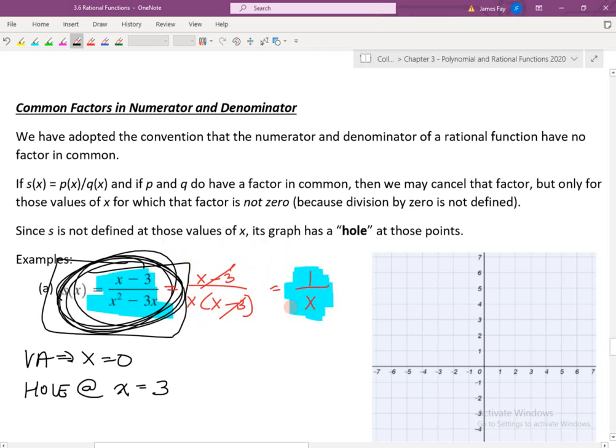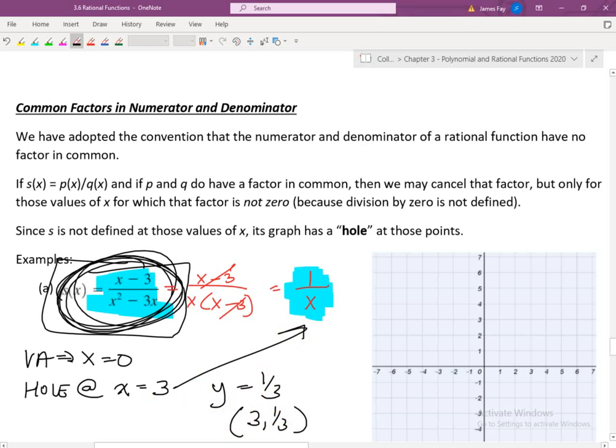Does that make sense? If we graph 1 over x like we did 2 days ago, 3 days ago, there was no discontinuity at 3. So if these two graphs are identical, except for this one hole, then I should be able to plug this in there and get y to be 1/3. Does that make sense?